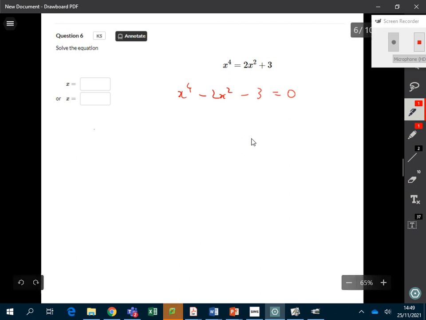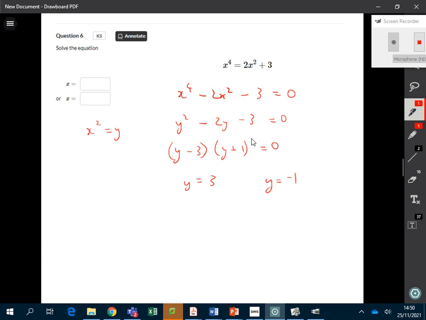So if I write here x squared equals y, then this becomes y squared minus 2y minus 3 equals 0. Hopefully you can see how to approach this. So factors of minus 3 that add up to minus 2. We've got minus 3 and plus 1. So y must be equal to 3 or y must be equal to minus 1. Now remember, x squared is equal to y, so we can say x squared is equal to 3, in which case x is equal to plus or minus root 3.